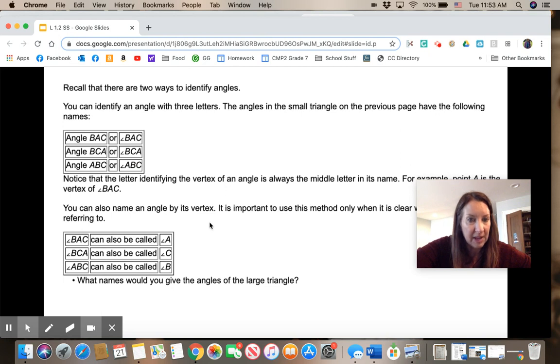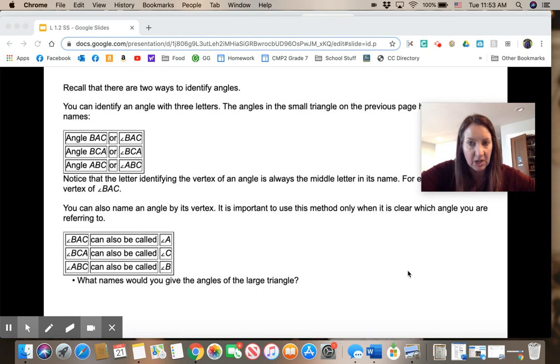You can also name an angle by its vertex. It's important to use this method only when it's clear which angle you are referring to. So here we could say BAC is also angle A, BCA is also angle C, angle ABC would also be angle B. It says, what names would you give the angles of the large triangle? So you could look back and practice and say which ones those angles would be called.